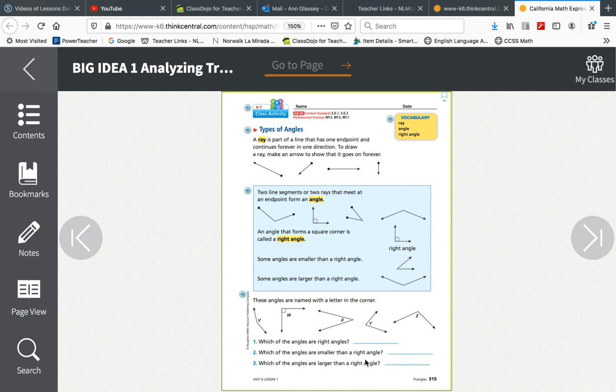Which are smaller than a right angle? Smaller than this, pointier than this, not that one. Ooh, this looks smaller than a book corner page. I'll put an X here. This looks smaller. I'll put a Y here. No, not that one. Which of the angles are larger than a right angle or book page? Well, V, no, no, yes, and Z.